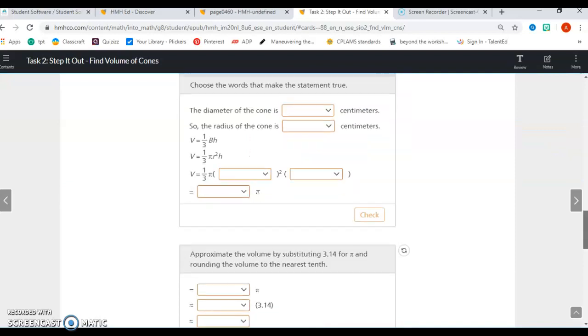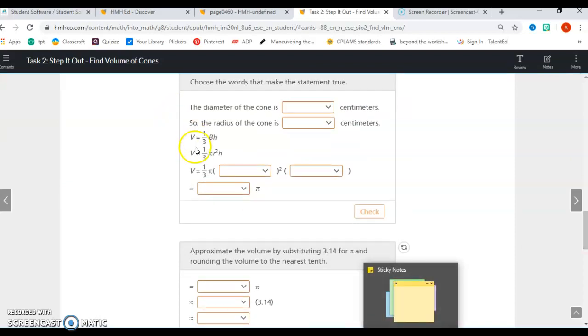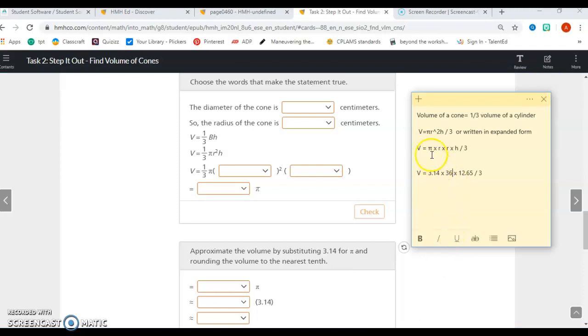Sometimes you'll see the equation written like this. Volume of a cone, right here, volume is 1/3 of the area of the base times the height. Or in other words, 1/3 pi radius squared times the height. But in my mind, it's easier to think about it as pi times radius times radius times height divided by 3.